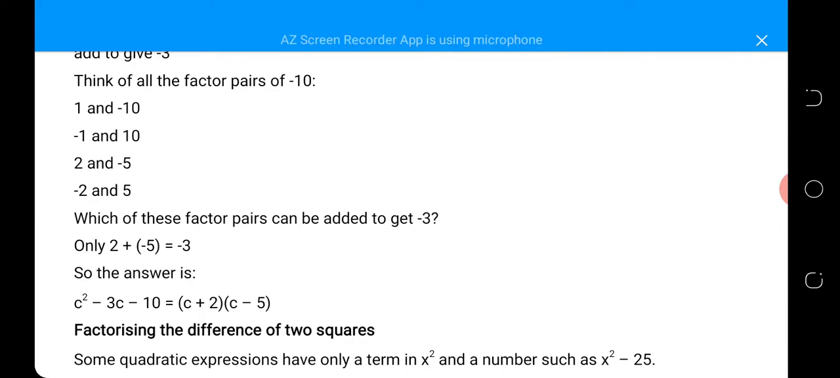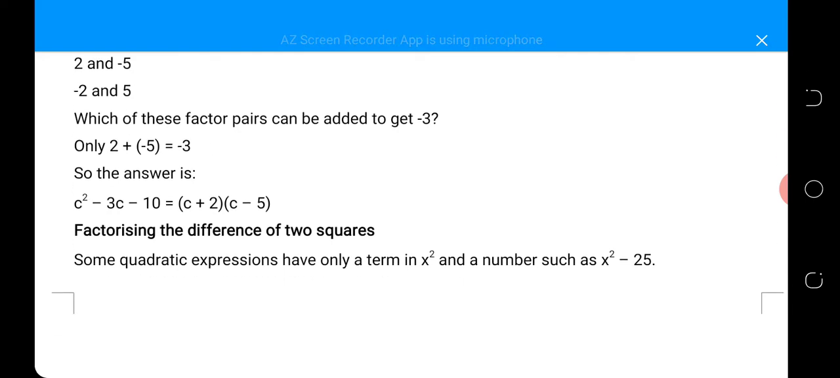When we look at them critically, we see that plus 2 and minus 5, their addition will give us minus 3. So the answer we are looking for is c squared minus 3c minus 10 is going to be equal to bracket open c plus 2 bracket close, another bracket open c minus 5 bracket close.